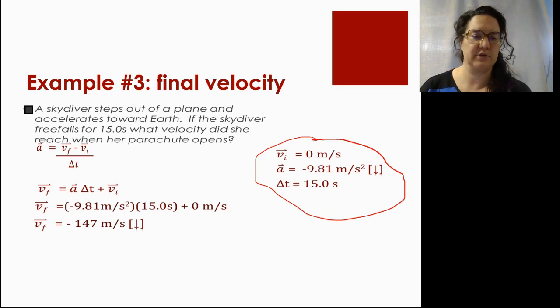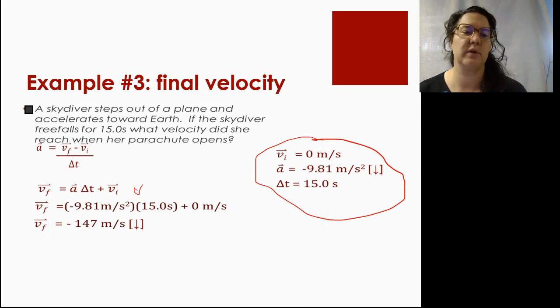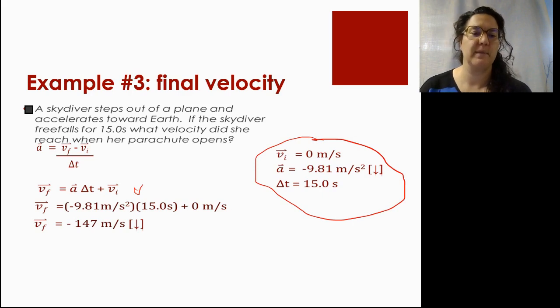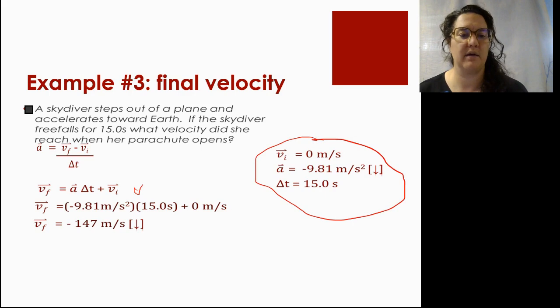So we've rearranged our formula to be final velocity is equal to acceleration multiplied by time plus our initial velocity. So that's just a rearrangement of the acceleration formula from your data booklet. So putting all our information in, negative 9.81 meters per second squared multiplied by 15 seconds plus 0 meters per second because we didn't have any initial velocity. And we have a final velocity of negative 147 meters per second downwards.